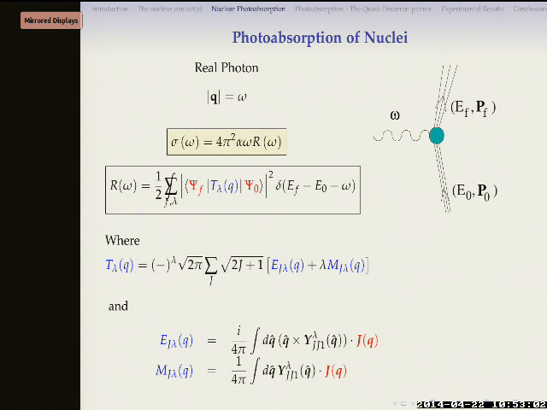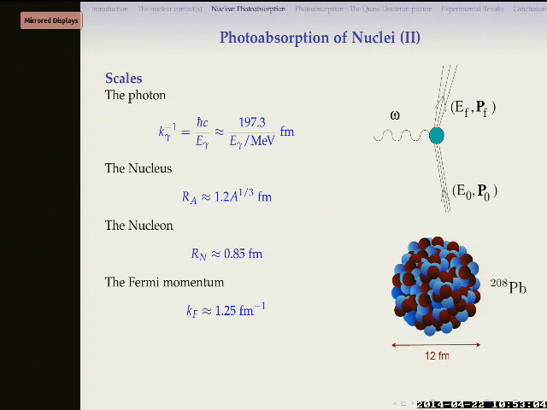Okay, point understood now. So, some scales. In nuclear physics, we use MeV and Fermis, and if we have a photon of 10 MeV, then the inverse wave number of the photon is 20 Fermi. Okay, this is to be compared, for example, to the size of lead, which is about 12 Fermi.